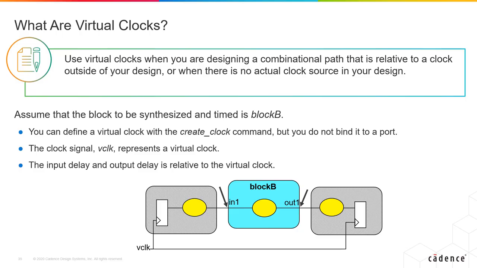Virtual clocks can be used to design paths on the design and make them meet a certain requirement. If there is no actual clock source in your design to make a particular block or combinational path meet a certain requirement, you can create a virtual clock and set the input and output delay relative to that particular virtual clock. In this example, if block B is to be synthesized in time, then you can create a virtual clock. Just like all other signals, virtual clocks also have rise and fall times. The fan-out of the clock is much greater than those of most other signals.